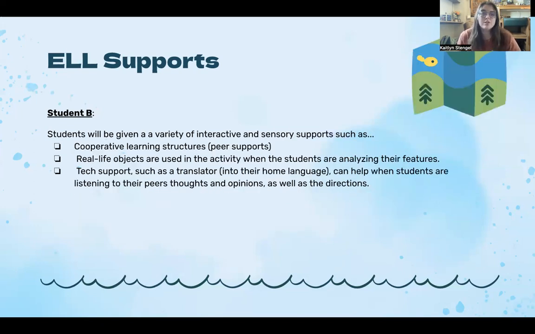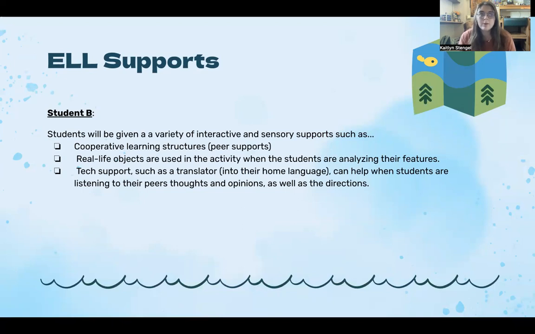For student B, students will be given a variety of interactive and sensory supports, such as cooperative learning structures. Like I've said before, they are working in teams, so they have a lot of peer support. Again, real life objects are used in this activity when students are analyzing their features, and tech support, such as a translator in their home language, can help when students are listening to their peers' thoughts and opinions as well as directions.